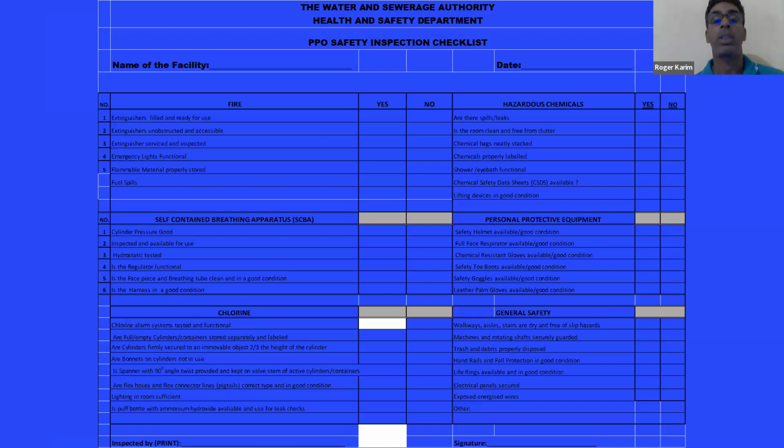PPOs, your process plant safety inspection checklist. PPOs are in charge of the facilities, they're in charge of the plants, and they are supposed to be doing basic safety pre-inspections of the facility and equipment. And of course, you could have, in terms of looking at the SCBA, the chlorine, fire safety, hazardous chemicals, and so forth. And you could get a lot of information. So they are actually verifying that the facility and equipment are fit for use.